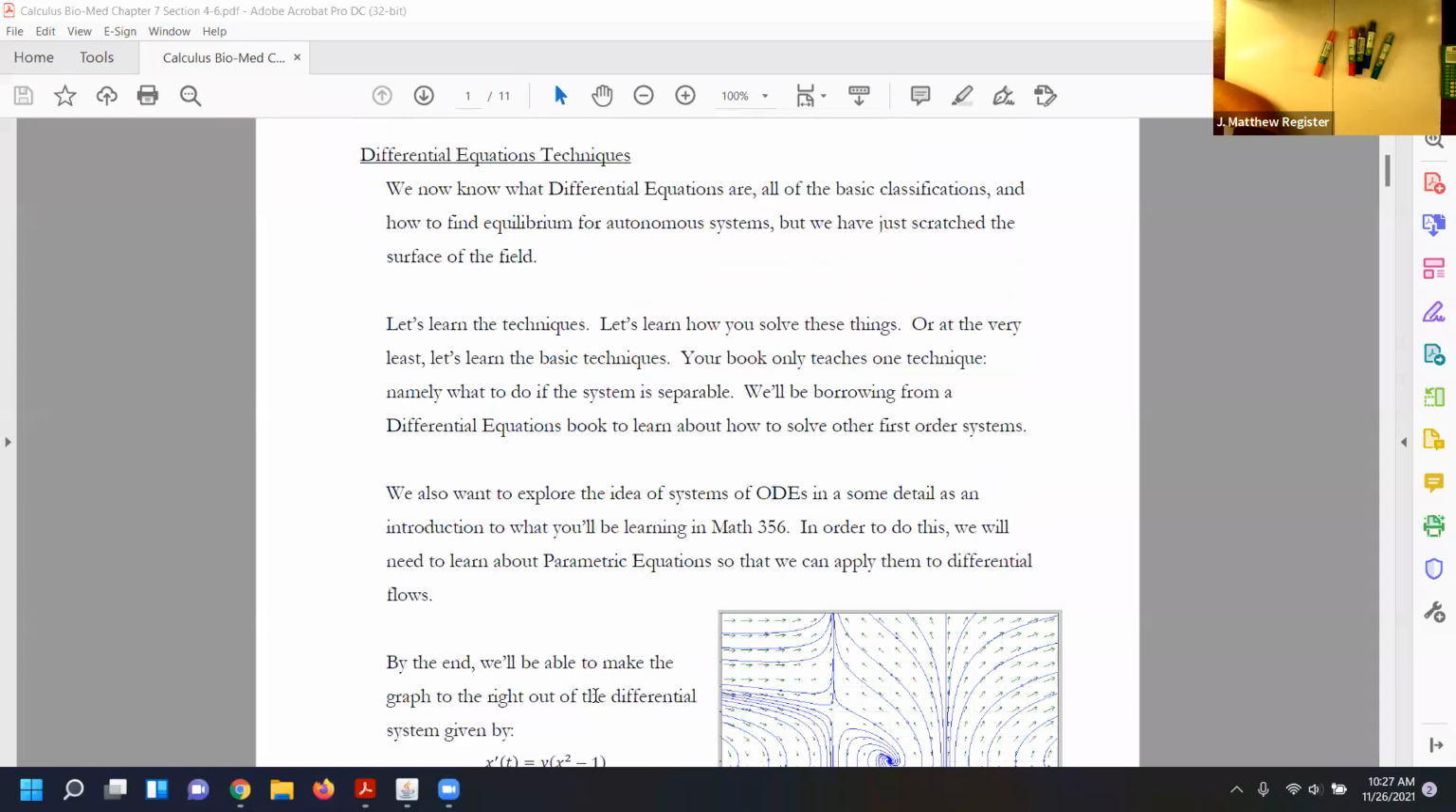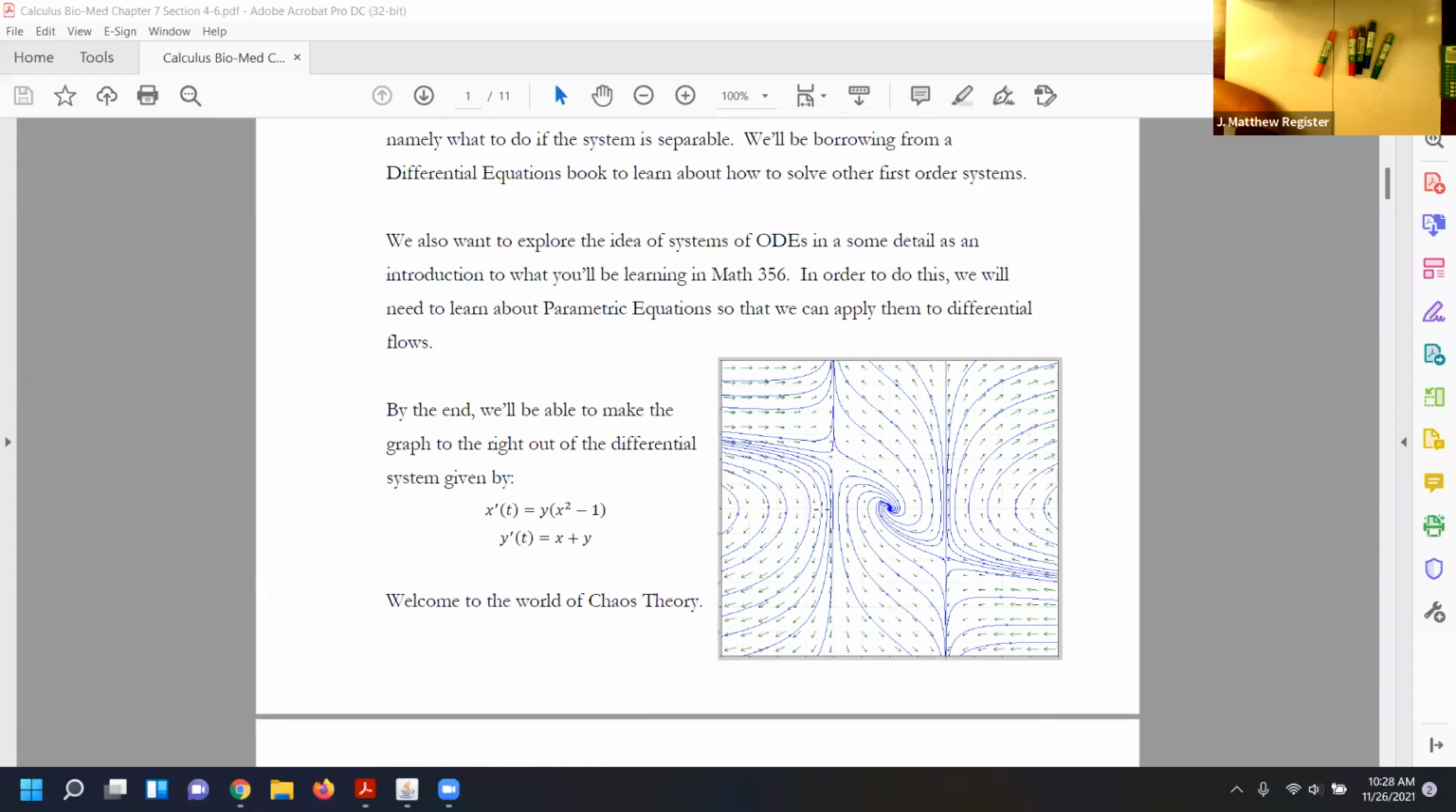That said, we're also going to be looking at parametric equations and how we can use them to understand systems of differential equations. Take, for instance, this differential equation right here. This is x prime of t is equal to y times x squared minus 1, and y prime of t is equal to x plus 1. This is a system of differential equations, and notice that it's autonomous in that it has no time variable involved in it. X prime is a function of x and y prime is a function of x and y. But these are functions of t.